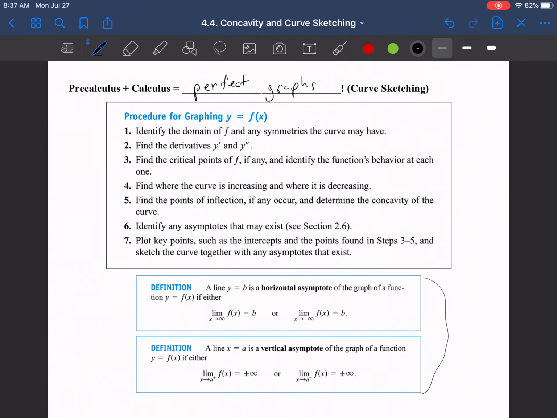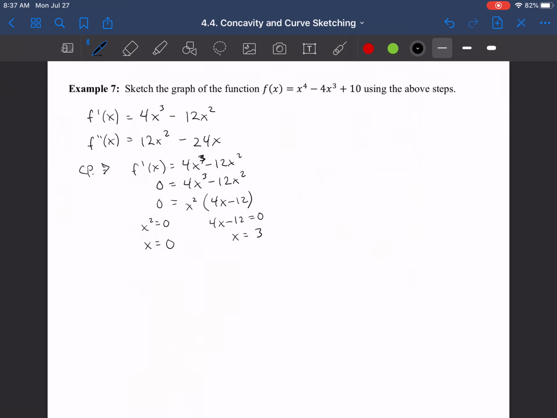So we found our critical points and now identify the function's behavior at each one. So in other words, obviously what we have are tangent lines that are horizontal, but is it concave up? Is it concave down there? So let's take a look at the second derivative at those points. So second derivative at 0 is 12 times 0 squared minus 24 times 0. And that's just 0. So it's inconclusive for us there.